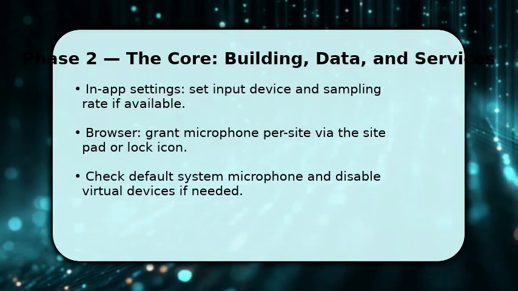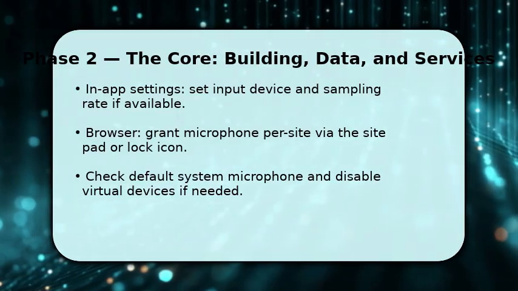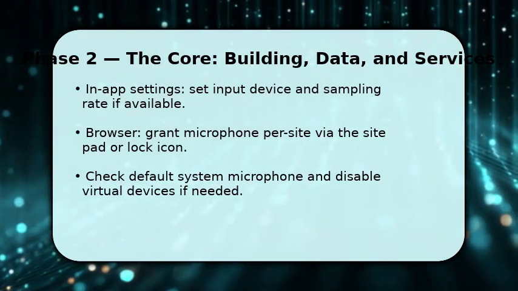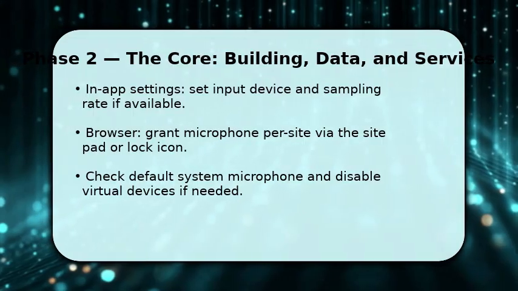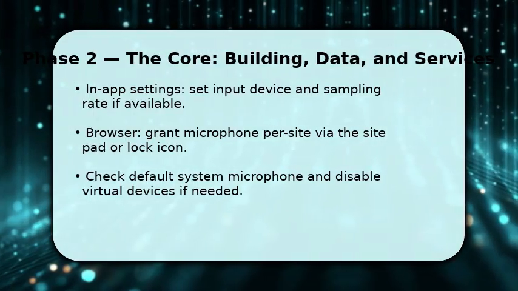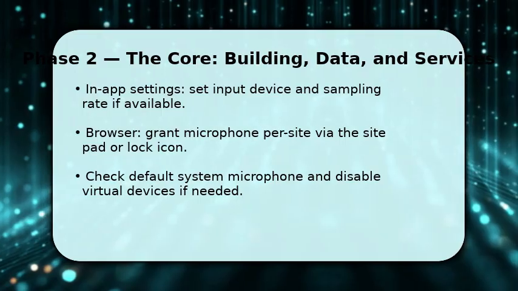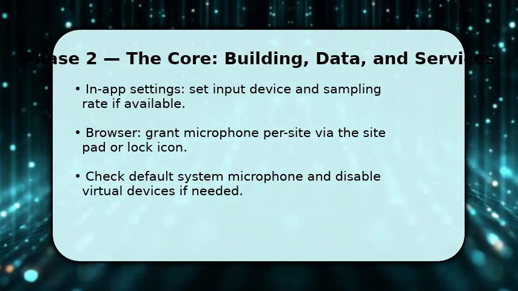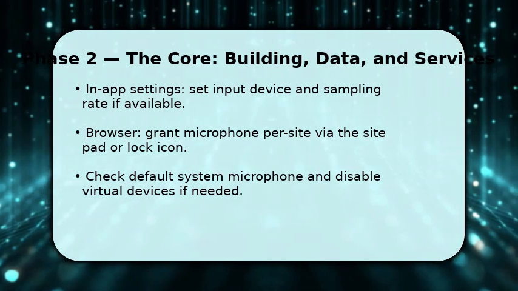For browsers, click the Site Pad or lock icon, confirm microphone access for that tab, and choose the right device. Once done, inspect system sound settings to confirm the default microphone is the one you want, and disable virtual devices that could intercept audio. This prevents conflicting input paths.